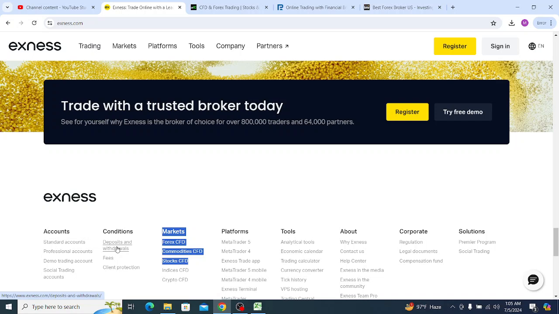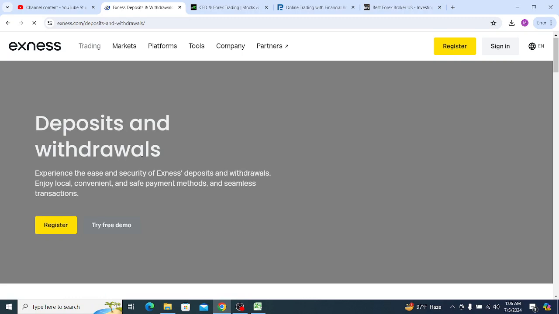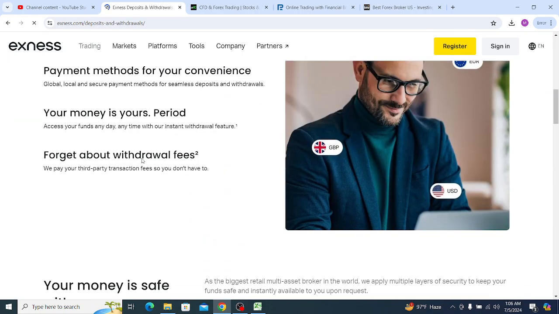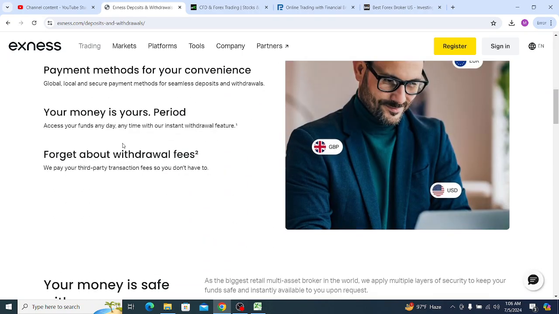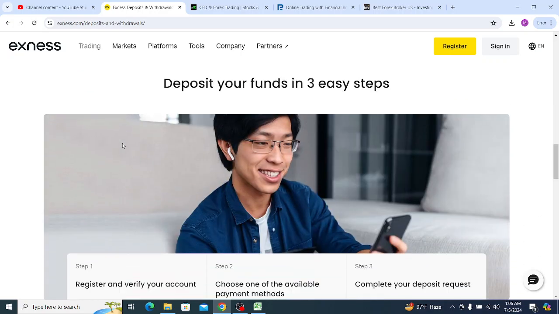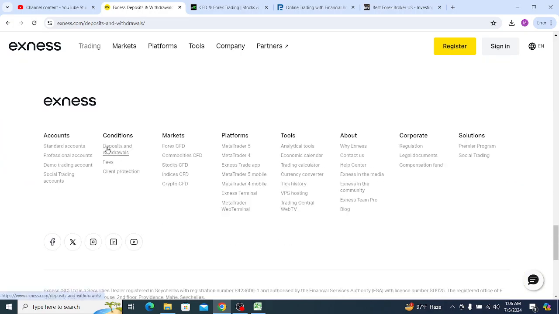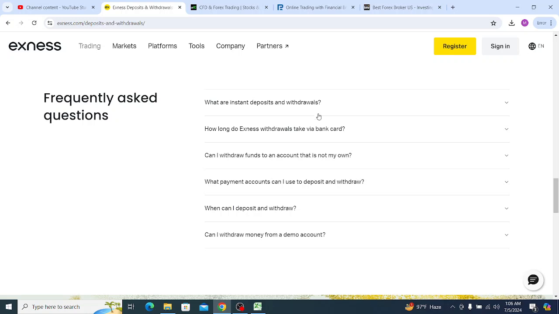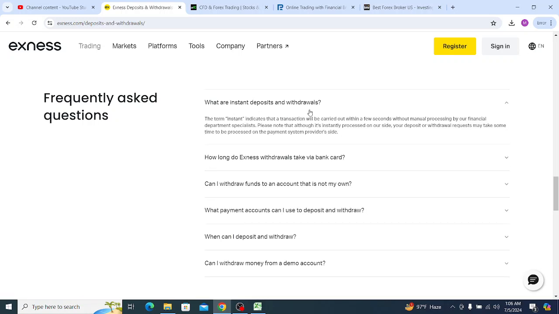So whenever you deposit your hard-earned money with any broker, make sure that you check the deposit and withdrawal methods. For example, here are the deposit and withdrawal methods, the payment methods for your convenience. You can go through all of this, and in case you have any other questions, you can reach out to their support team.